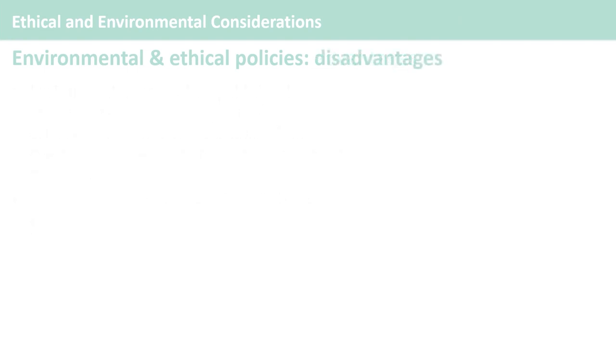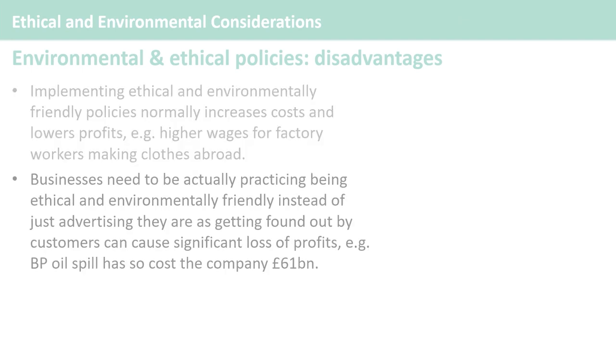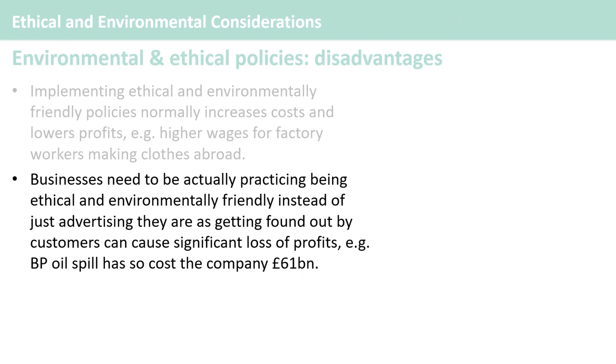Environmental and ethical policies. The disadvantages. Implementing ethical and environmentally friendly policies normally increases costs and lowers profits. For example, higher wages for factory workers making clothes abroad. Businesses need to be actually practicing being ethical and environmentally friendly instead of just advertising they are, as getting found out by customers can cause significant loss of profits. For example, the BP oil spill has cost the company £61 billion.